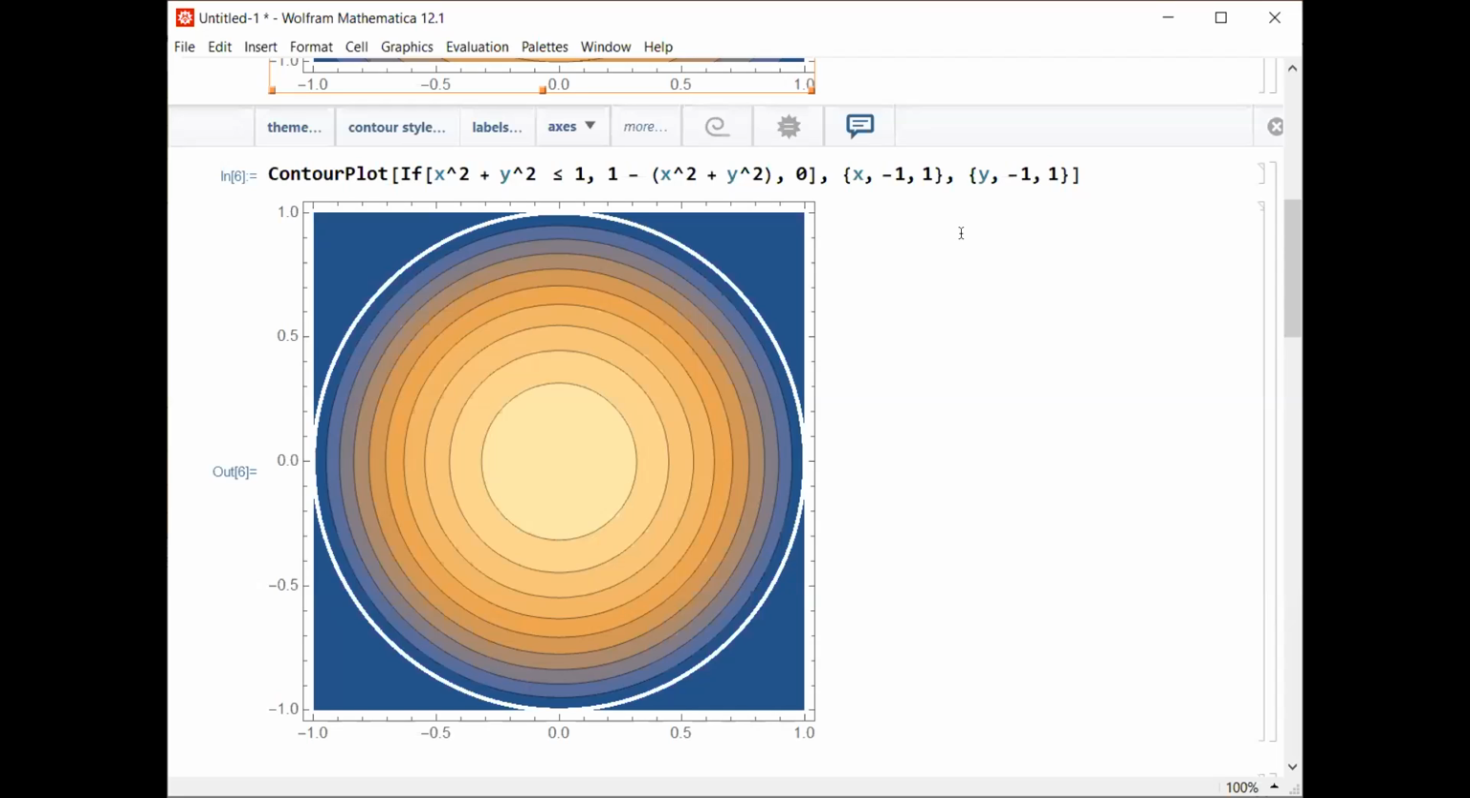So it's not a sphere. If it was a sphere, instead of 1 minus x squared plus y squared, what should it be? Well, if you have a sphere, x squared plus y squared plus z squared is 1, so z is the square root of 1 minus x squared plus y squared. This is just 1 minus x squared plus y squared, so this is not quite a sphere. I'll let you play with it. It does have a lot of symmetry.